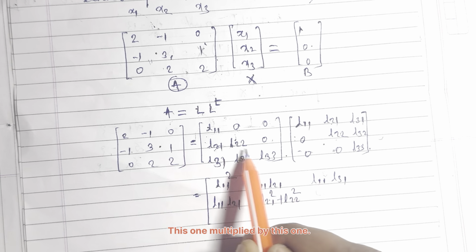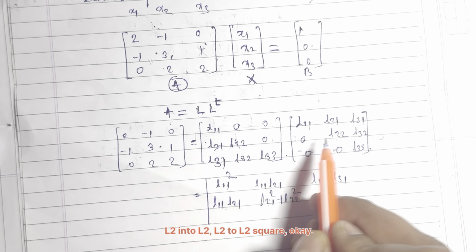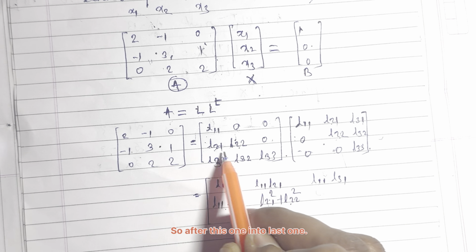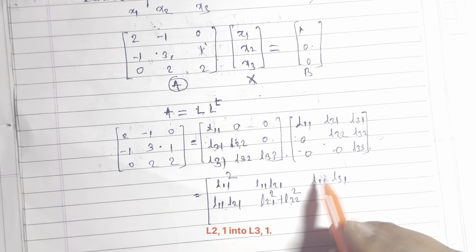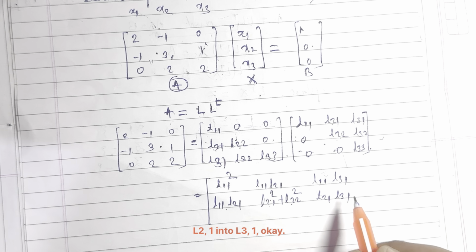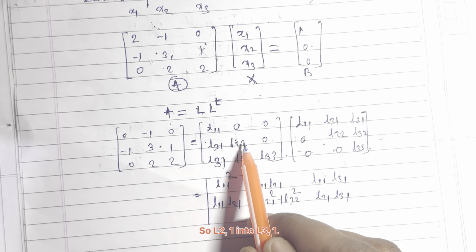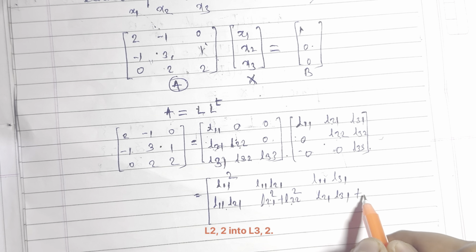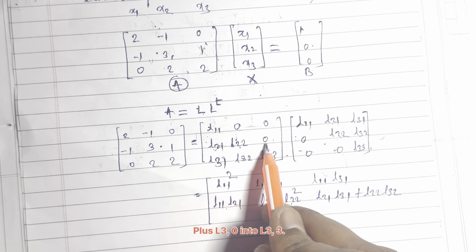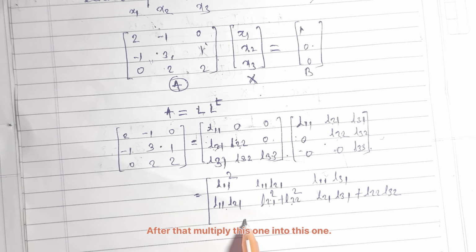This one multiplied by this one, so L21 into L21, L21 square, L22 into L22, L22 square. This one into this one, so the last one: L21 into L31, L22 into L32, plus L23 into L33, it goes to 0. After that, multiply this one into this one, you will get this one.